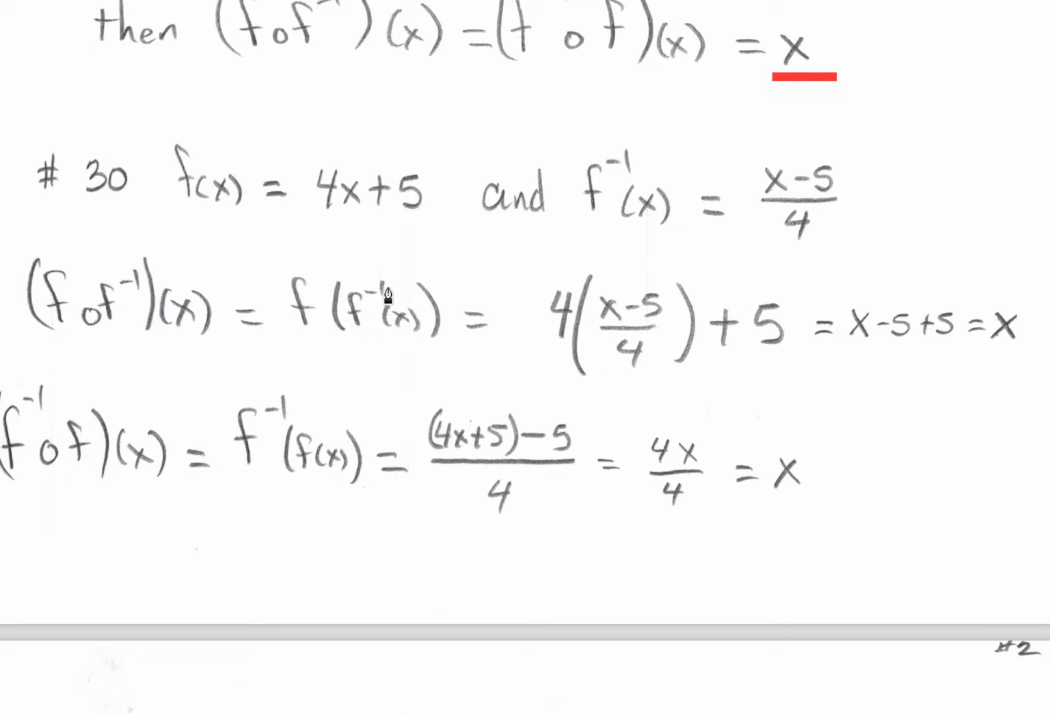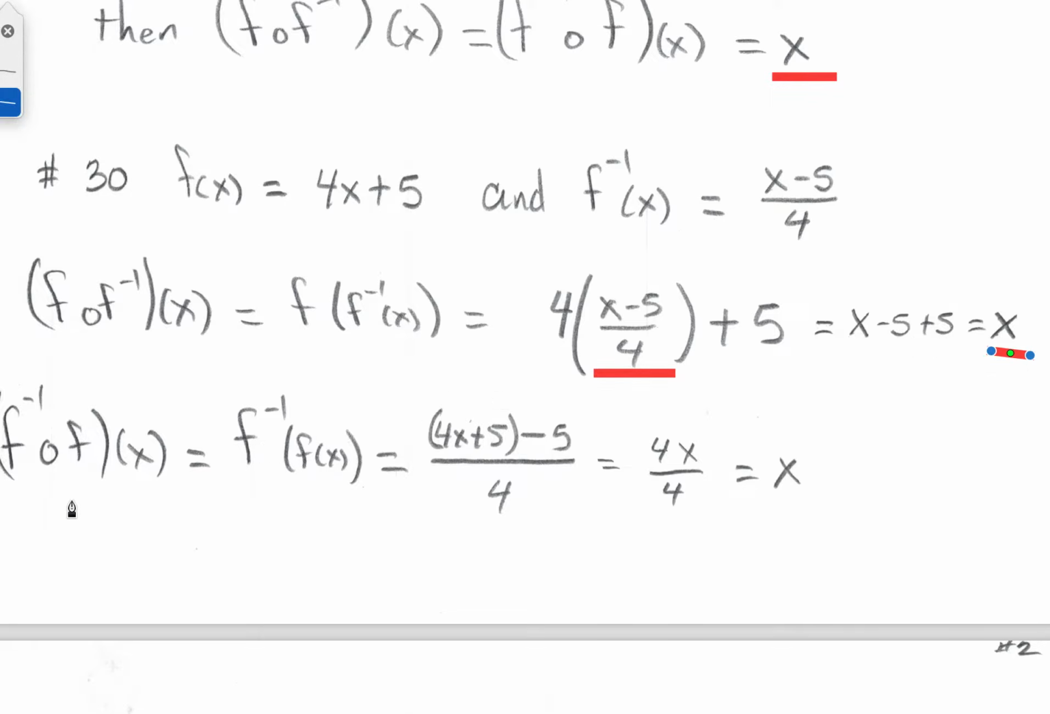So I put f inverse inside of f. I put f inverse in for x. So 4 times f inverse plus 5: 4 times this fraction, x minus 5 over 4, simplifies, and I'm left with x minus 5 plus 5, and that simplifies to just x.